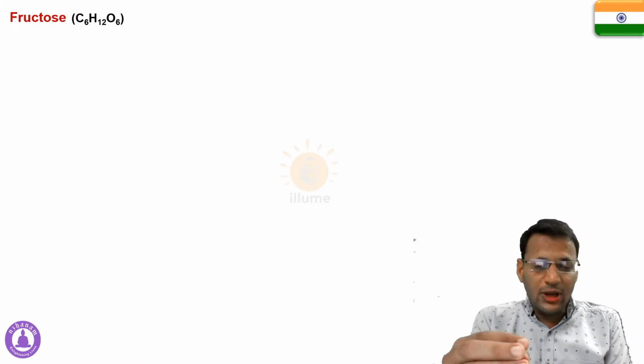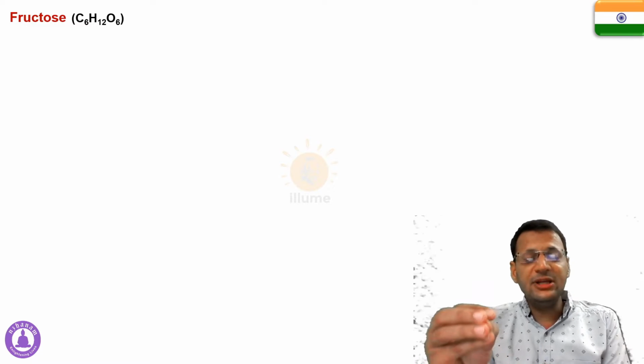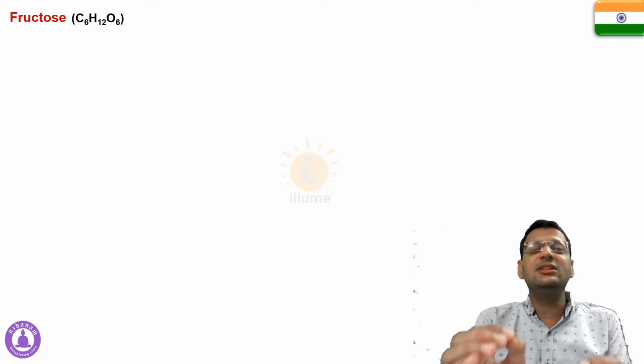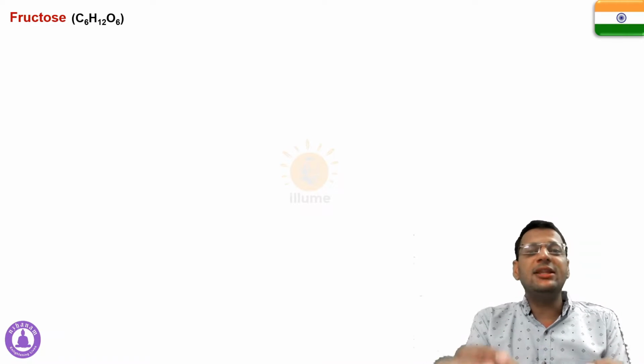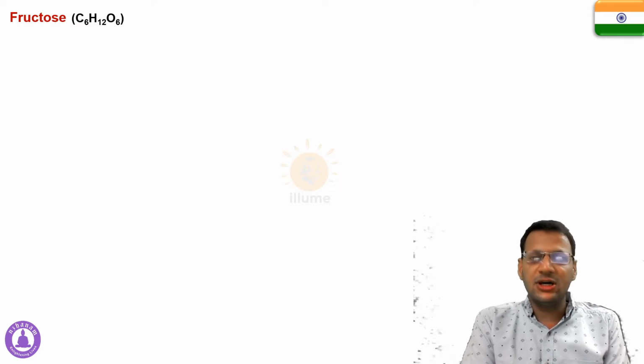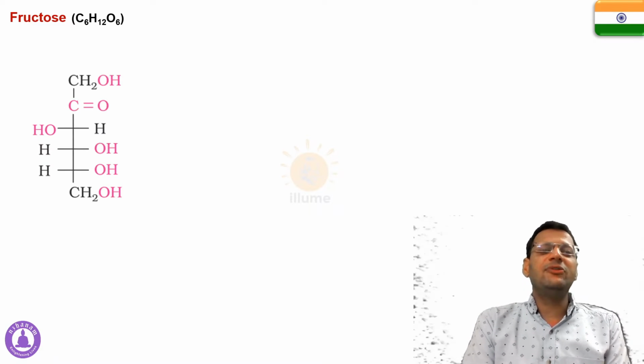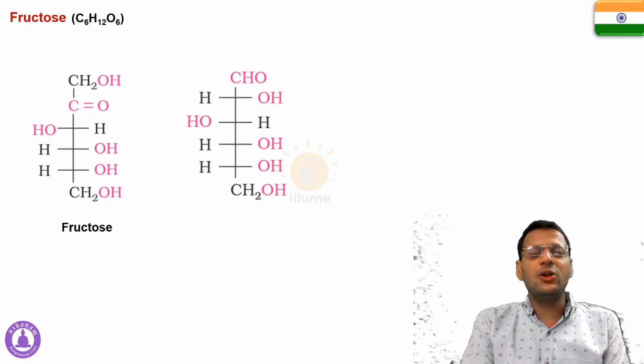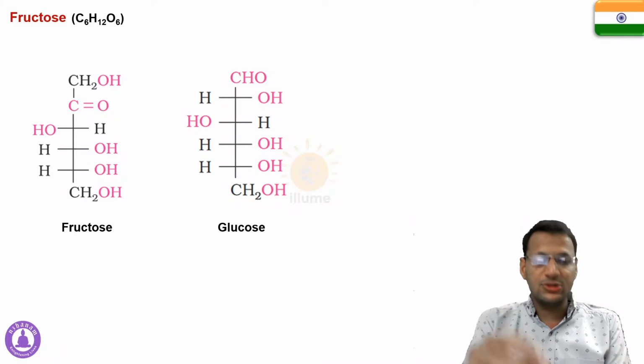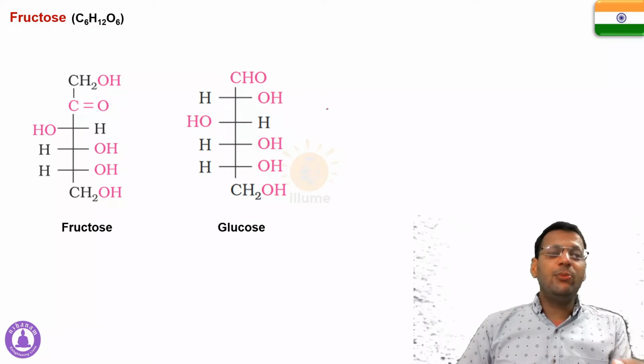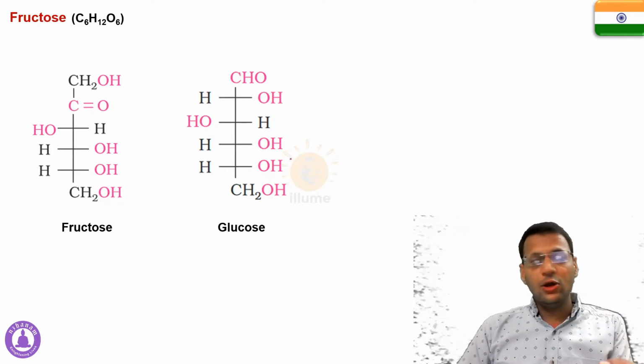Now the same formula is for glucose also. That means fructose and glucose are having the same chemical formula. That means they are isomers of each other. Then what is the difference between the two? See, this is the structure of fructose and this is the structure of glucose. The only difference between both of them is the functional group.